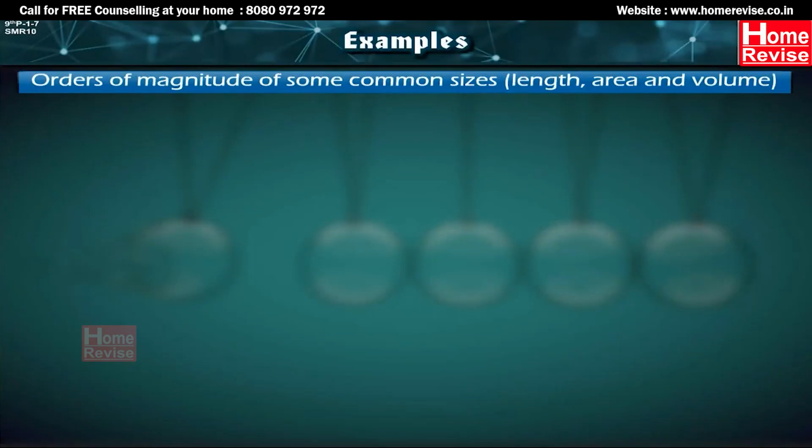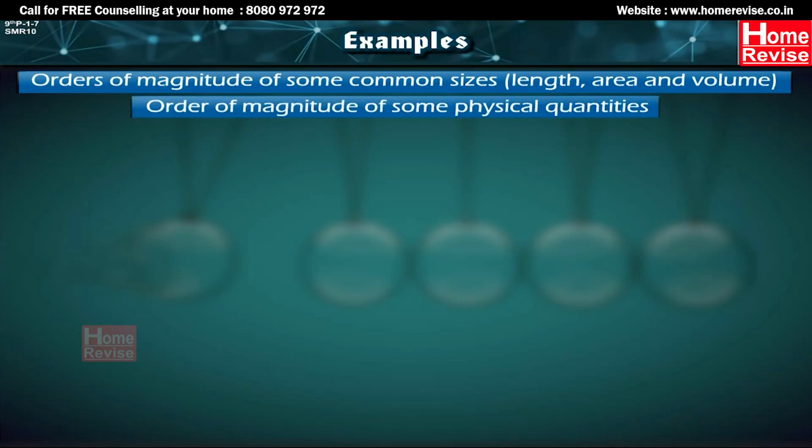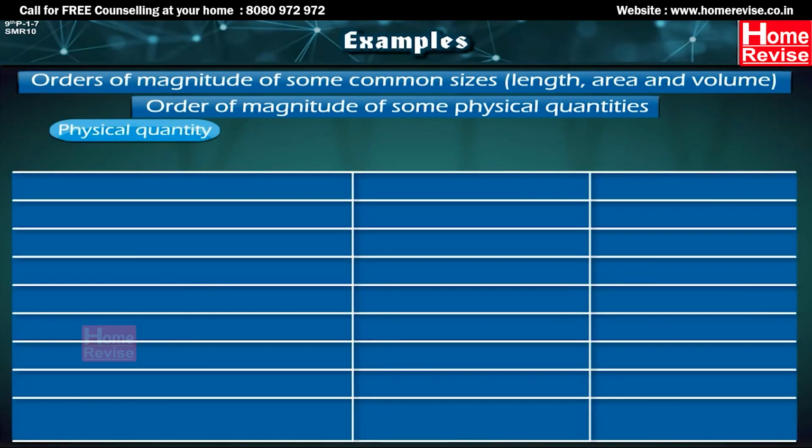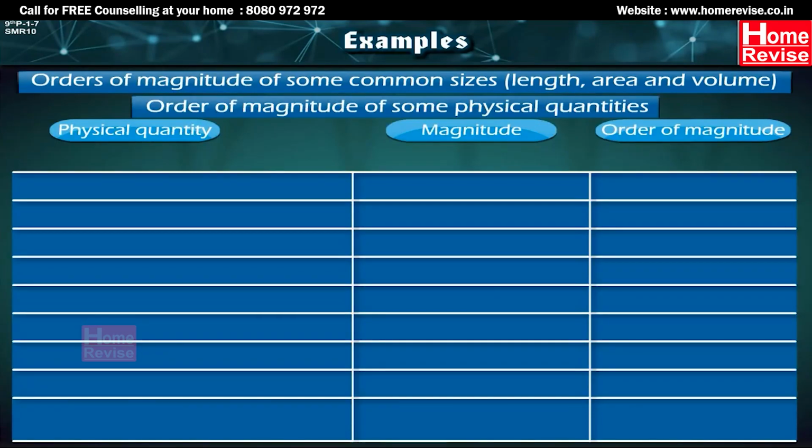Orders of magnitude of some common sizes, length, area, and volume. The table given below gives the order of magnitude of some physical quantities. We have certain physical quantities and their magnitude and order of magnitude. Length. 1. Diameter of a hydrogen atom. Magnitude is 1.05 into 10 raised to minus 10 meter. Order of magnitude 10 raised to minus 10 meter.